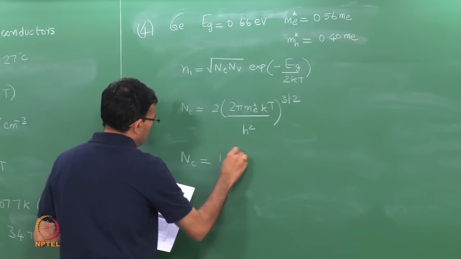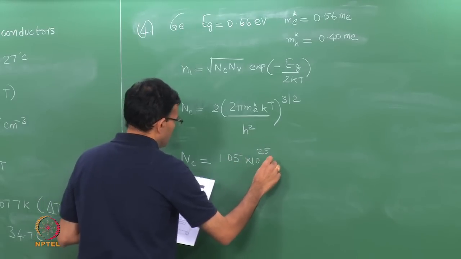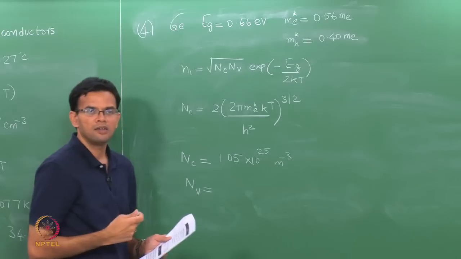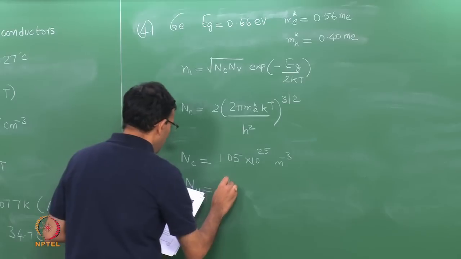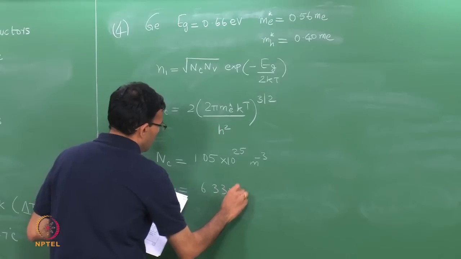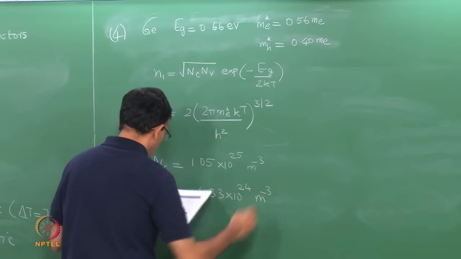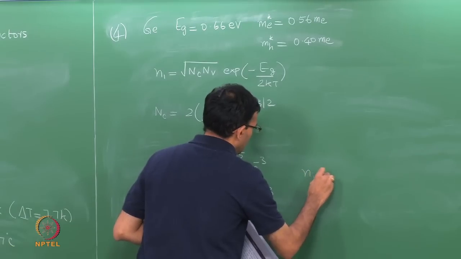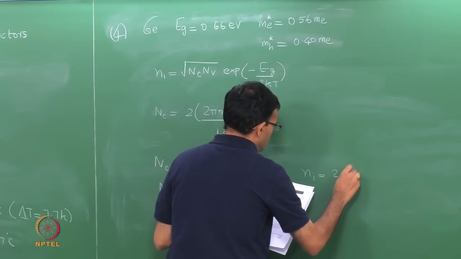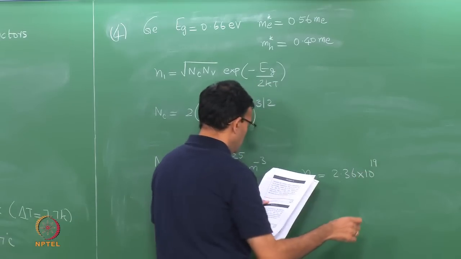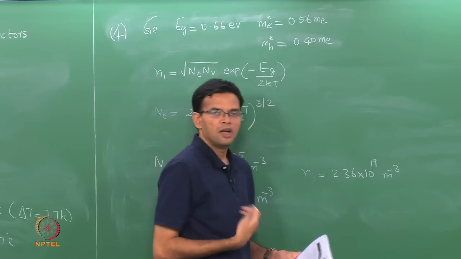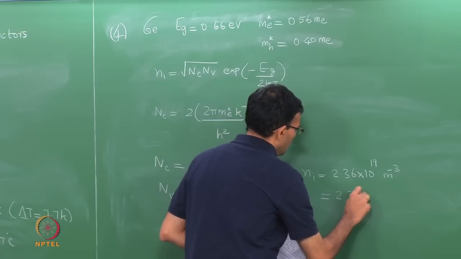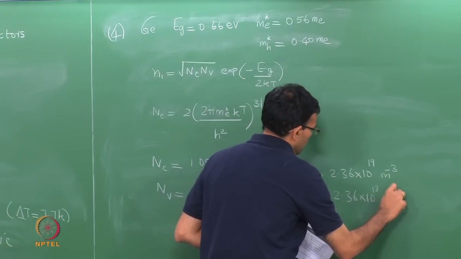Nc is 1.05 times 10 to the 25 per meter cube. Nv, which is the same equation except Me star is replaced by Mh star, is 6.33 times 10 to the 24 per meter cube. So, Nc and Nv are known, we can calculate Ni. Ni, if you do it, is 2.36 times 10 to the 19 per meter cube. I am just writing down the final answer, the math can always be worked out. Or 2.36 times 10 to the 13 per centimeter cube.